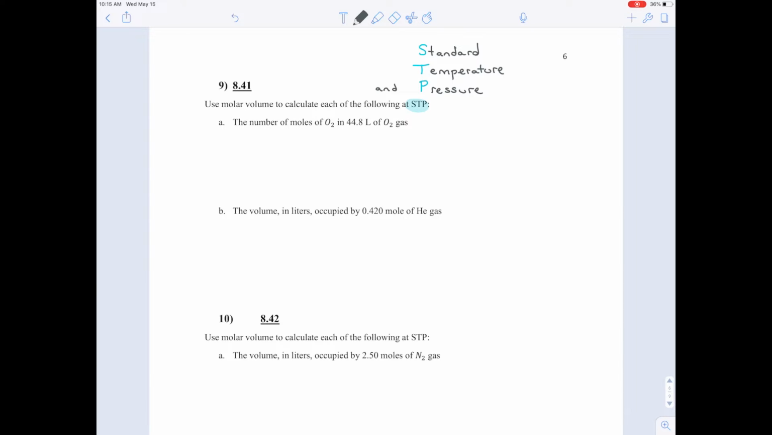So the standard temperature that people chose was 0 degrees Celsius, and the standard pressure is 1 atmosphere. 0 degrees Celsius is the temperature at which water freezes and becomes ice, and 1 atmosphere is the amount of pressure exerted by the Earth's atmosphere on a person standing at sea level. So those are the standards for temperature and pressure.